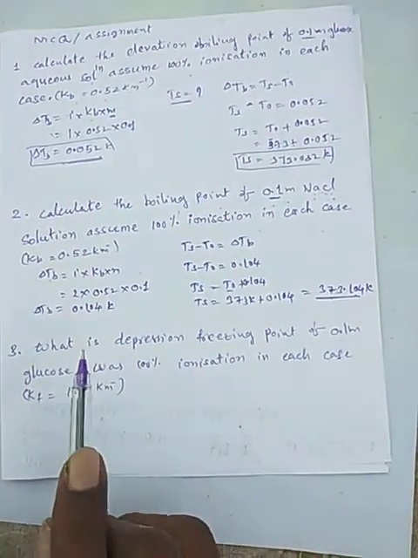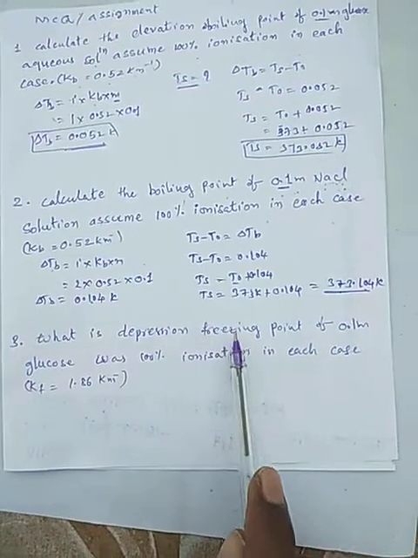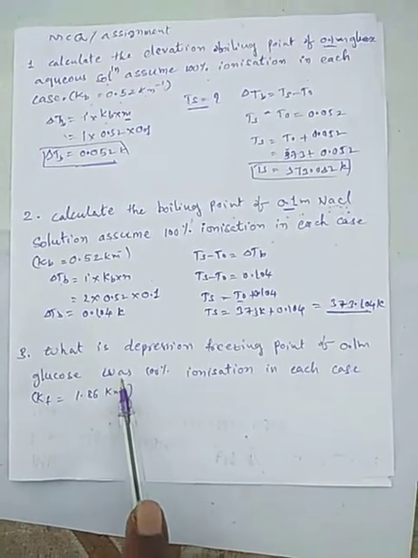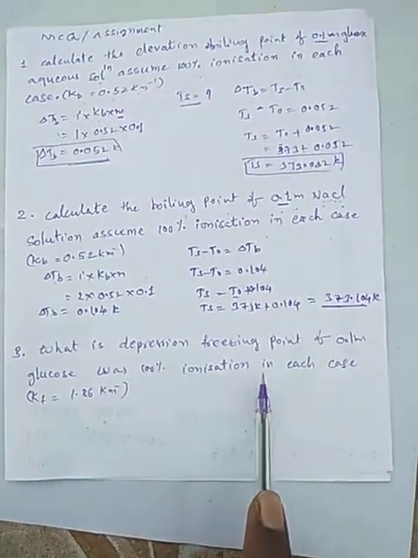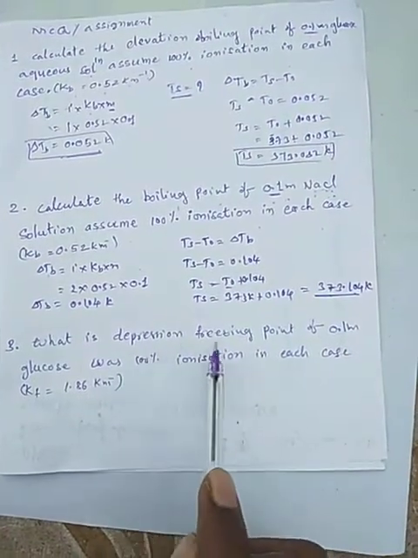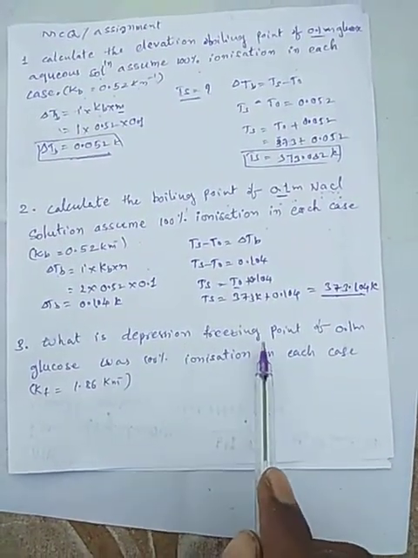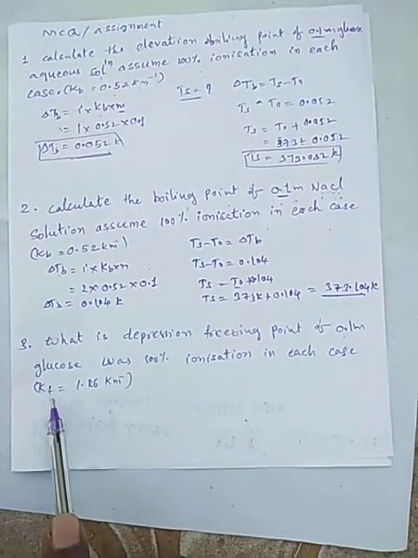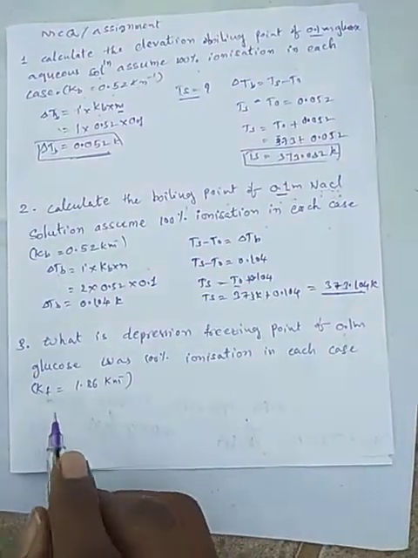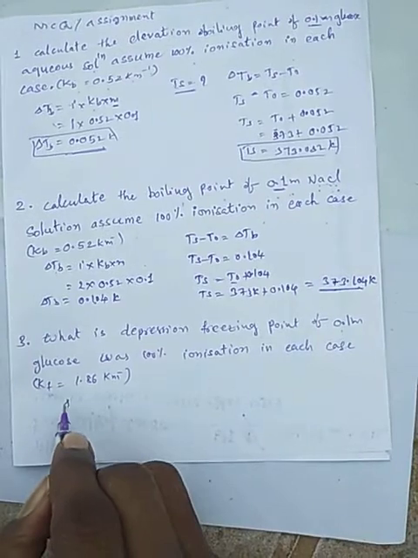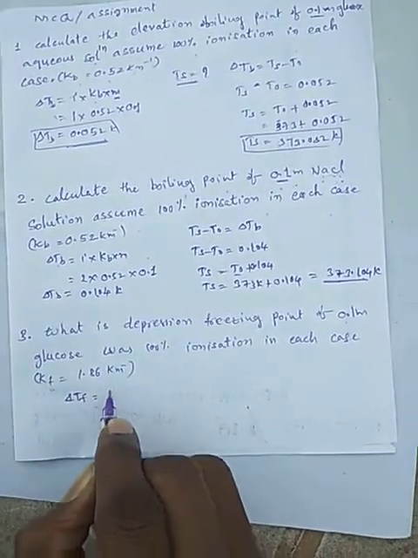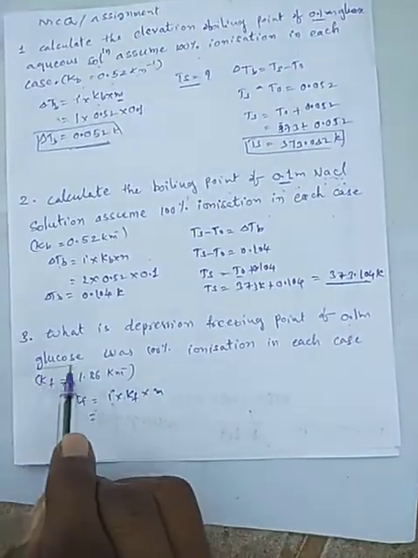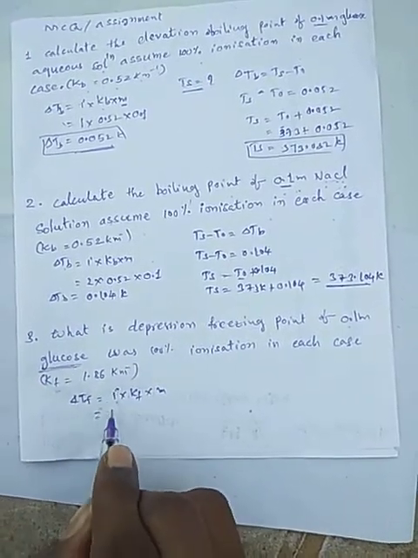Now one more question. What is the depression in freezing point of 0.1 molal glucose with 100% ionization? In each case, the depression in freezing point we need to find, means delta Tf. Now the m value is given 0.1, Kf also is given as 1.86. Now we can use the formula delta Tf is equal to i into Kf into m. Now glucose won't be ionized, in the form of only one molecule, that is i is 1.